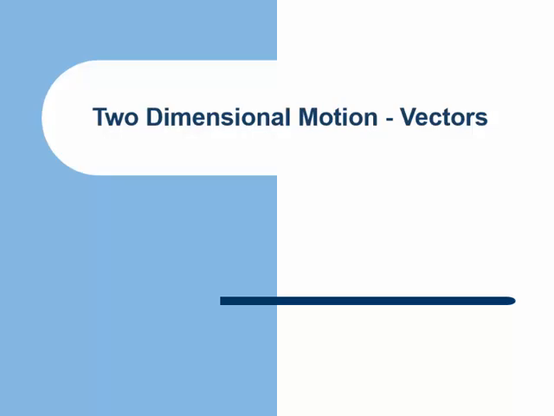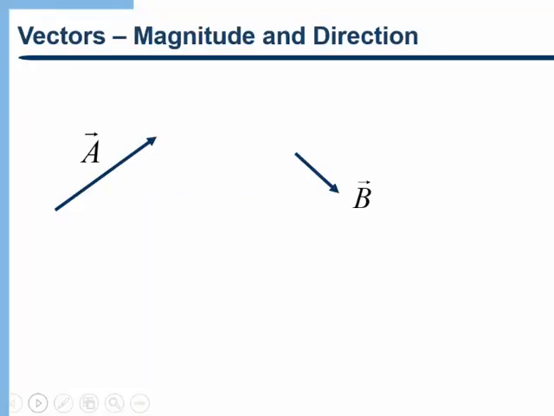In this video, we're going to cover the basic information about vectors that we need to understand in order to be able to study two-dimensional motion. In one-dimensional motion, we were able to handle the vector nature of our quantities like displacement and velocity and acceleration by just using plus and minus. So if the vector was to the right, it was plus. If it was to the left, it was negative. But we can't use that approach in two dimensions.